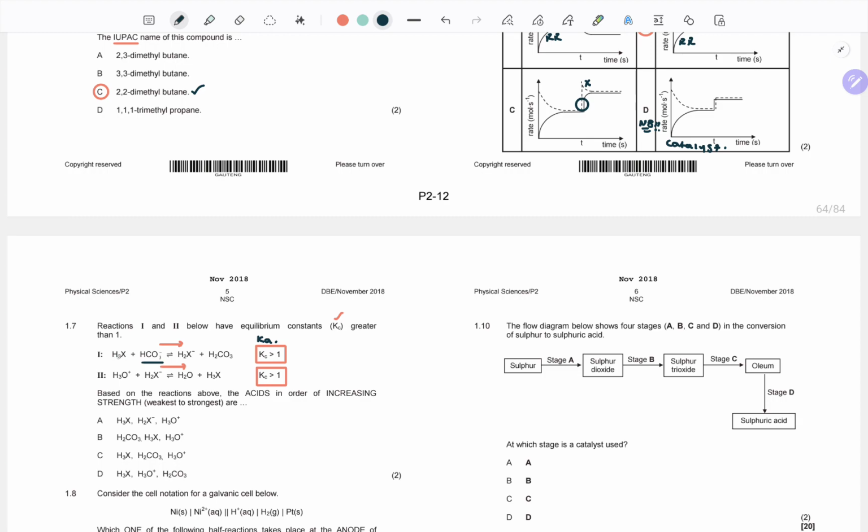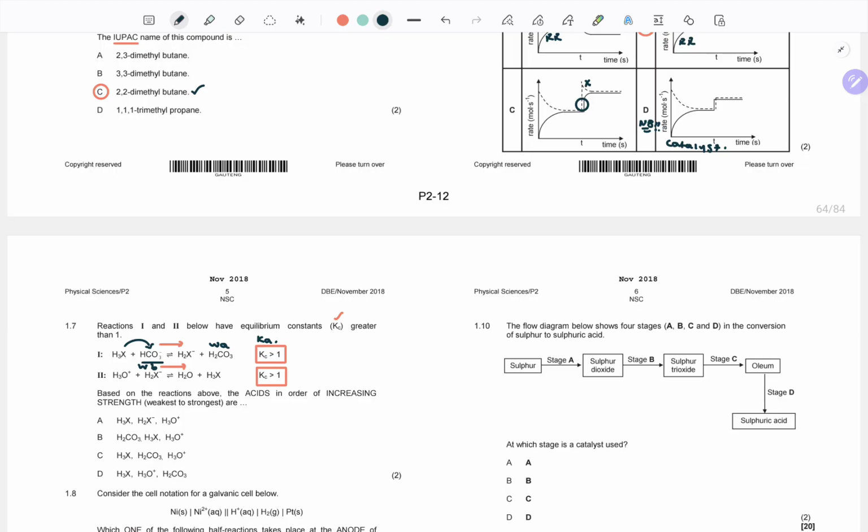So this is going to be acid H3X protolyzing the bicarbonate ion there. And guess what? We get carbonic acid. And this is a weak acid. Carbonic acid is a weak acid. Well, that's fine. And this is a weak base, the bicarbonate ion. Nice.